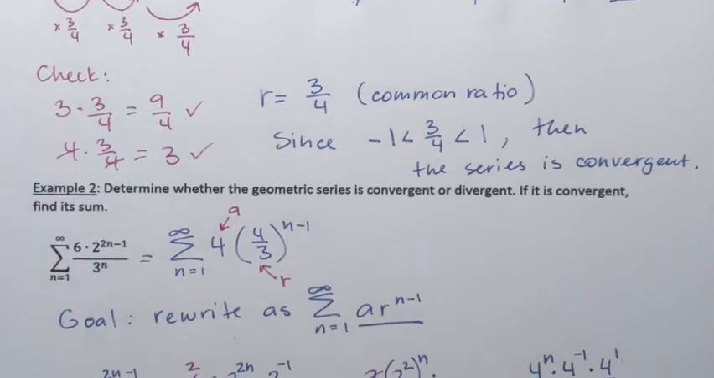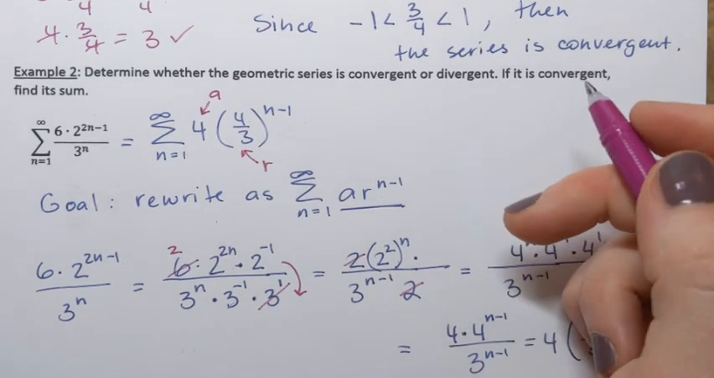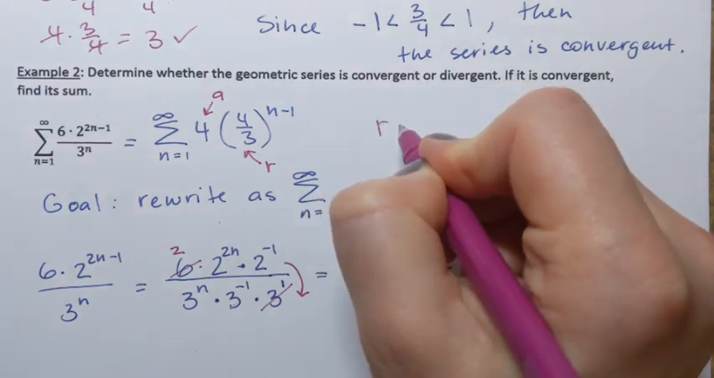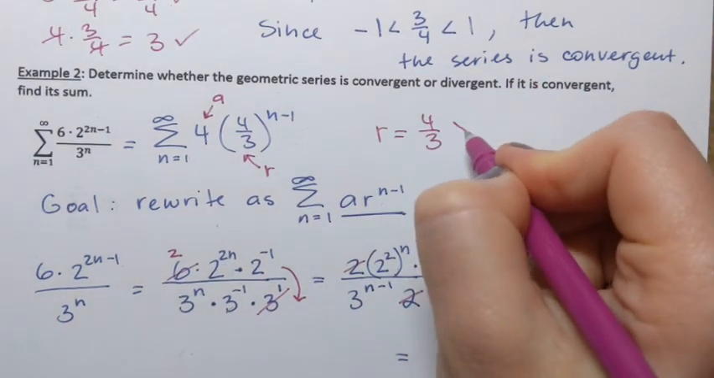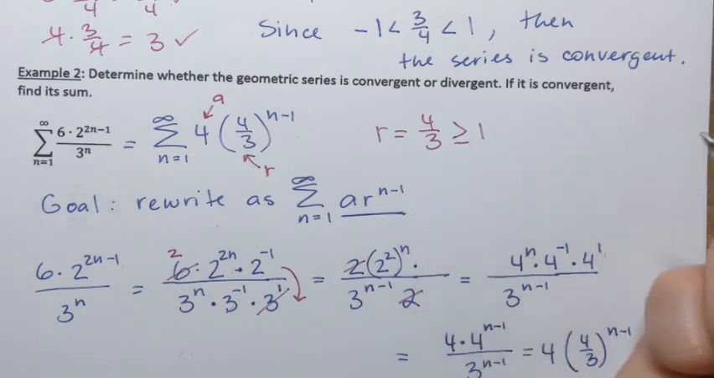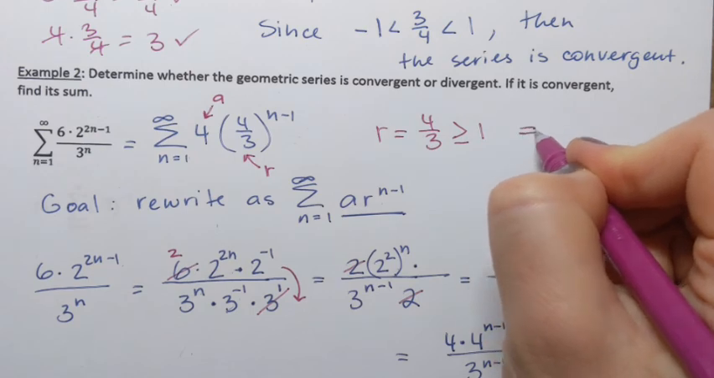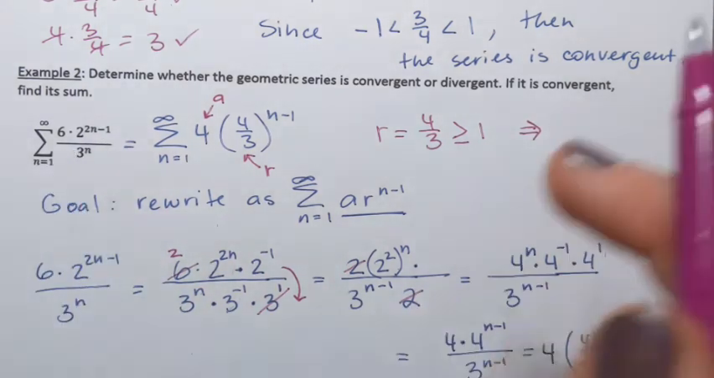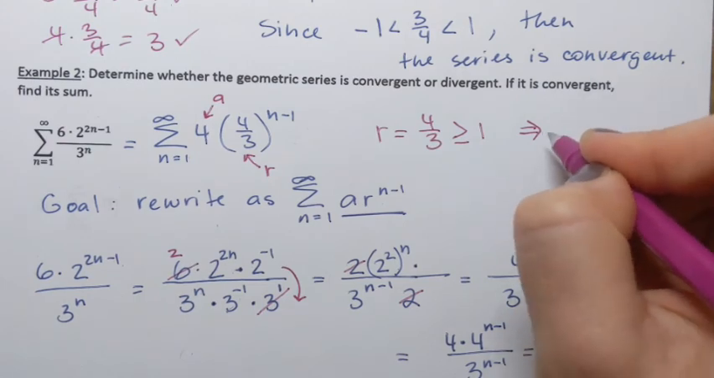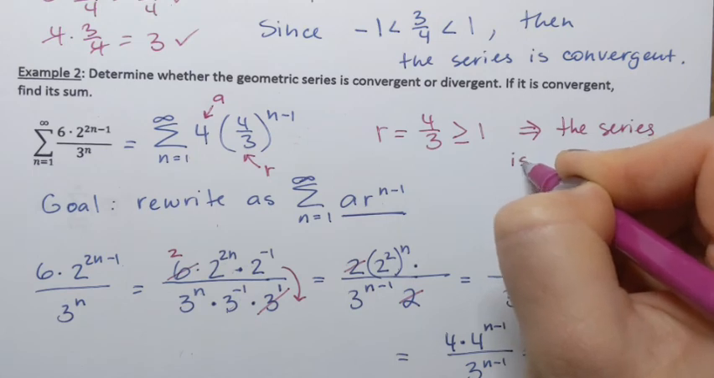So I'll make a note here. R equals 4/3. That is greater than 1, or greater than or equal to 1. So that means that, what does that mean? Well, that means that this geometric series is divergent. The series is divergent.